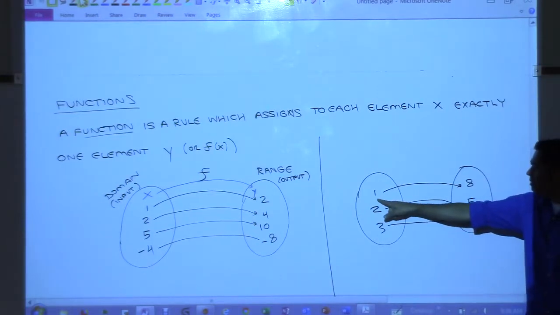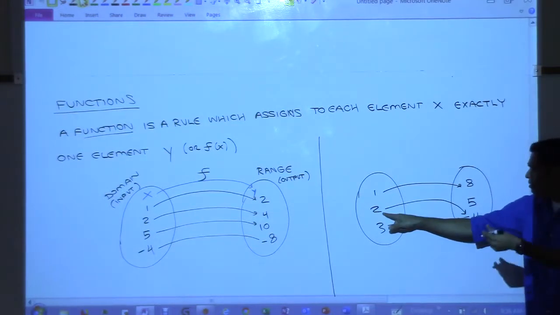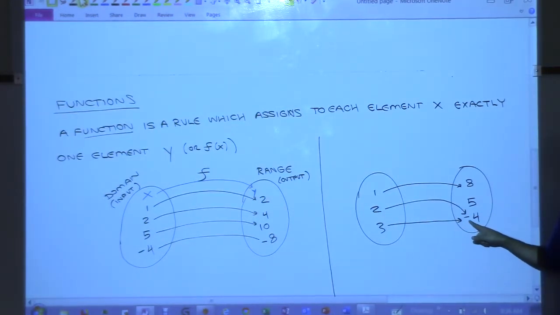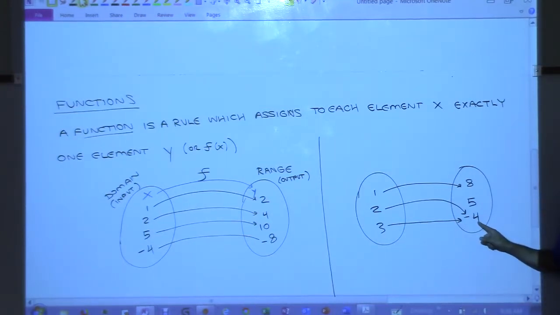So does 1 go to one place? It goes to 8, okay. Does 2 go to one place? Yeah, it goes to -4, right? Does 3 go to one place? Yes, it goes to -4.